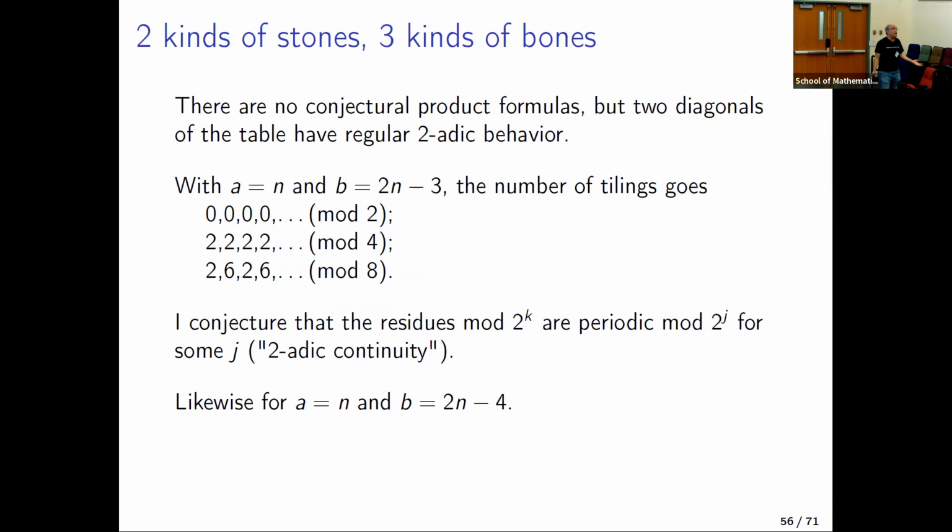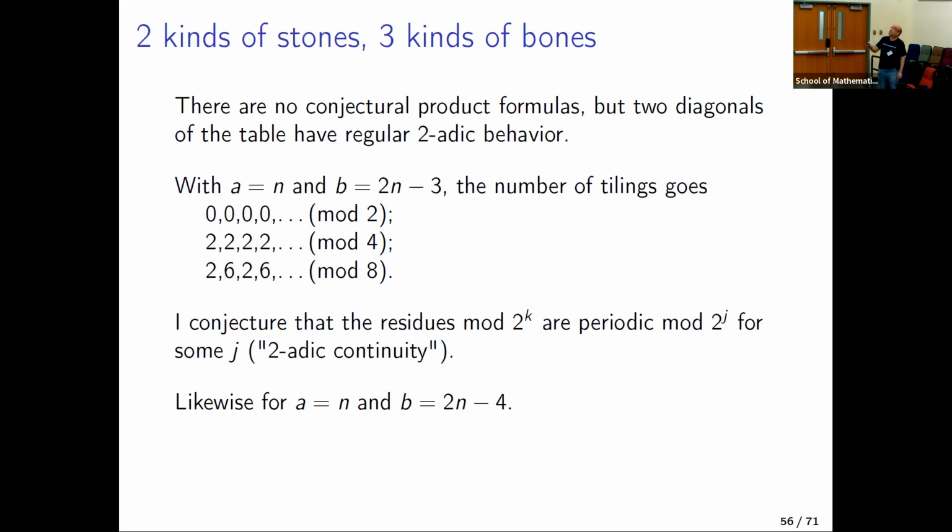Well, now, unfortunately, there are no conjectural product formulas. You don't have small prime factors anymore. But there's an interesting, intriguing clue that there is something to be said. And this is this two-adic continuity phenomenon, which sort of comes out of left field. So if you look at the number of tilings where A is equal to n and B is equal to 2n minus 3, this, by the way, is sort of near the boundary again of that feasible region.